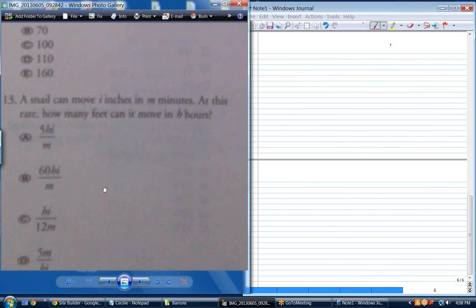Okay, one of my favorite problems. A snail can move I inches in m minutes. At this rate, how many feet can it move in h hours? Well, you told me that there is 12 inches in a foot. Okay. And there is 60 minutes to an hour. Okay.